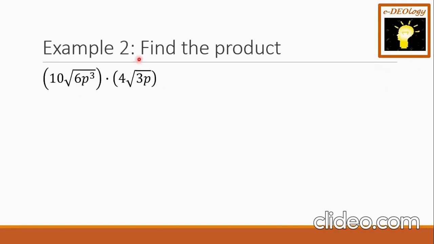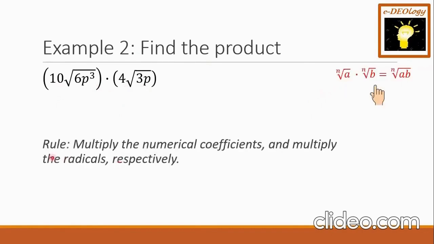Let's have example 2. Let us find the product of the first term 10 square root of 6p cubed times 4 square root of 3p. I put the formula here on this side, and there is a rule. We will multiply the numerical coefficients and multiply the radicals respectively.